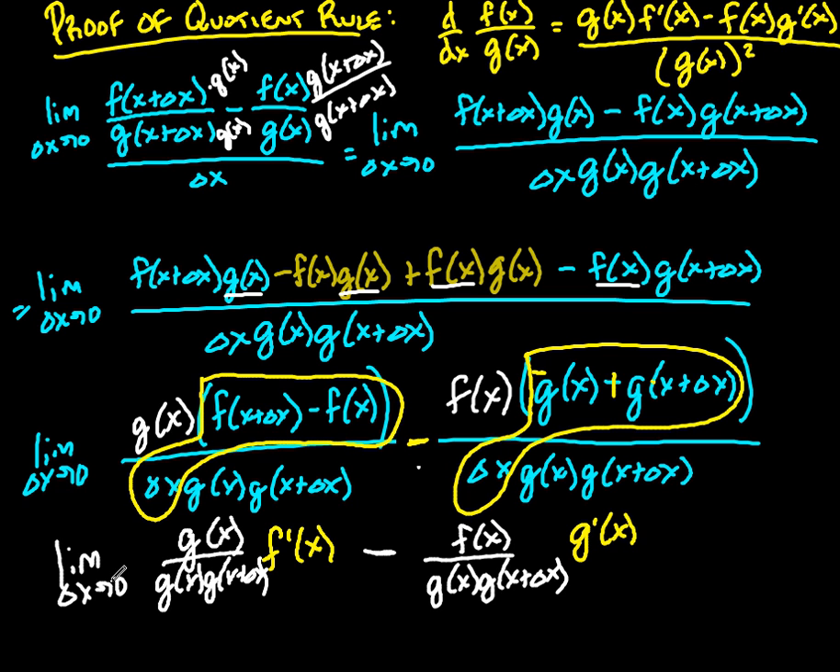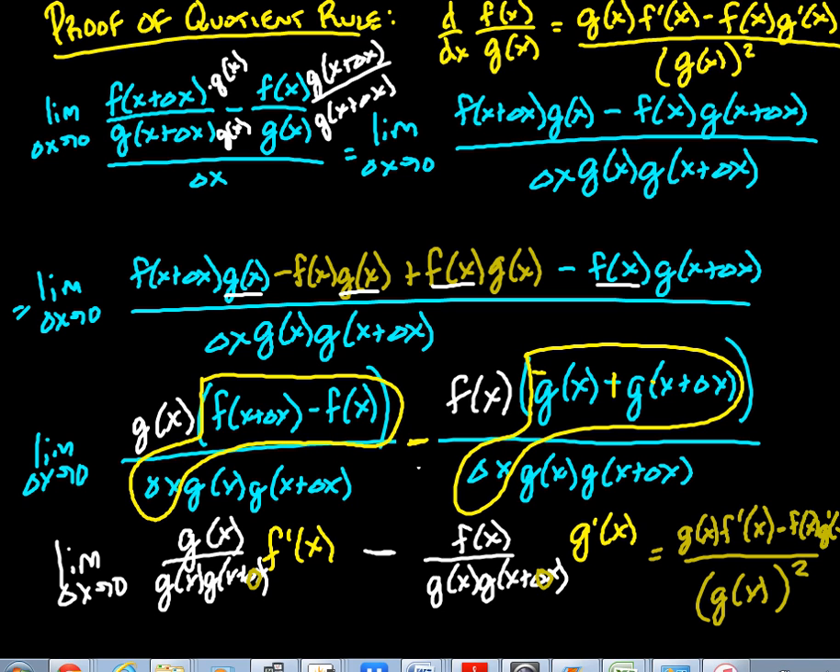Now if I plug in 0, because I no longer have delta x's to divide by, that becomes 0, that becomes 0. They both have the same denominator, g of x times g of x, which is g of x squared. They share that denominator. Look what I have for my numerator. So first numerator is g of x times f prime of x. And then the second guy is f of x times g prime of x.